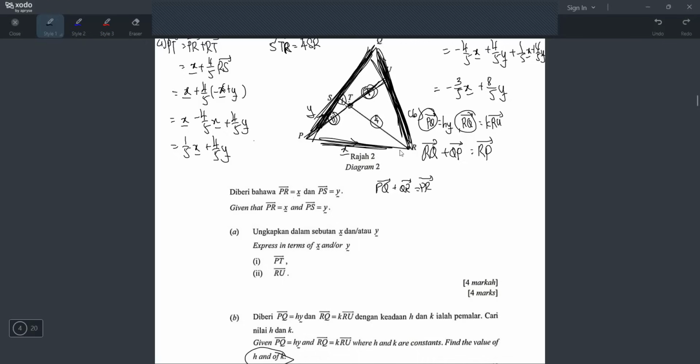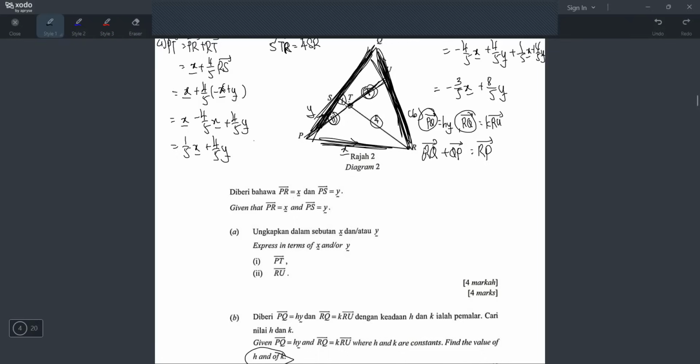Because you can compare the coefficients later, right? So you can also write like this, but if you write like this, make sure the PQ you put Hy, the QR you have to put negative KRU, okay? Negative KRU, because QR and RQ you have to terbalik, right? So equals to PR, can also. Okay, but I will do it like this lah.